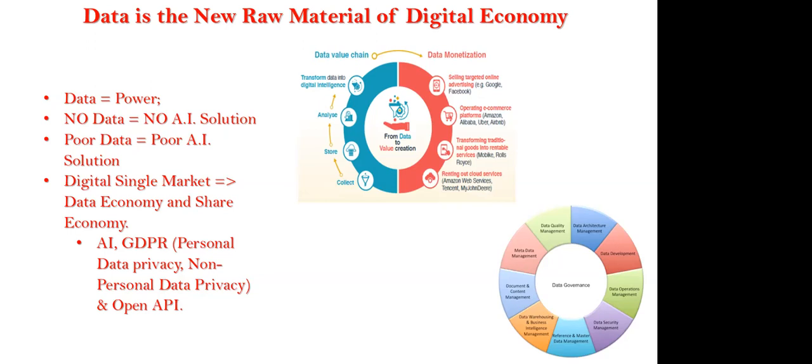And we have artificial intelligence, AI techniques, and GDPR. There is personal data privacy, non-personal data privacy, and open AI. So the data economy and share economy will be based on personal and non-personal data privacy regulations and open APIs. You can see how data can get monetized by agencies like Google, Facebook, Amazon, Alibaba, Uber, Airbnb, Rolls-Royce, and so on. They are all monetizing data, and this digital economy has data as the new raw material.